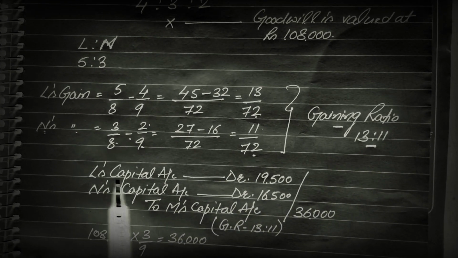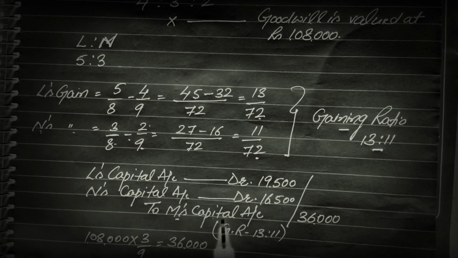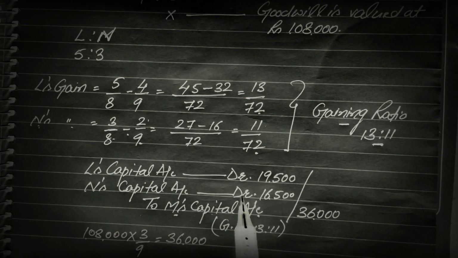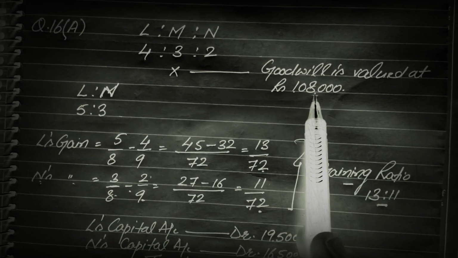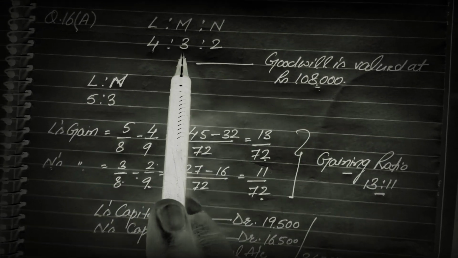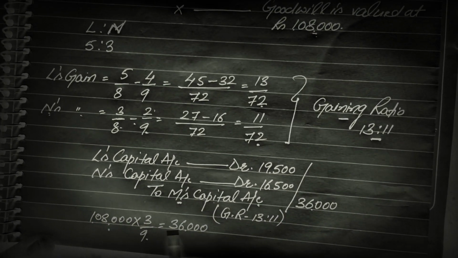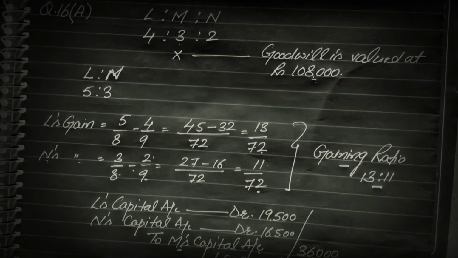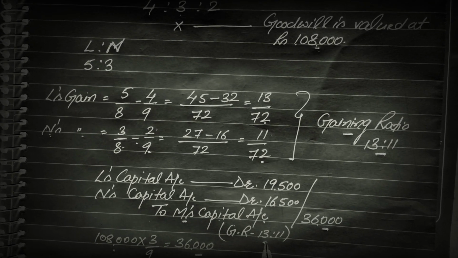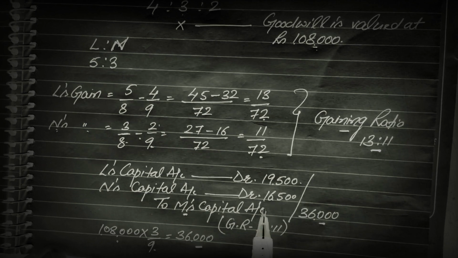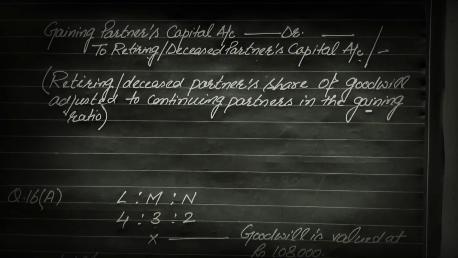Now the entry is gaining partner's capital account debit to retiring partner, and here the gaining partners are L and N. That's why L's capital account debit, N's capital account debit to retiring partner, means M's capital account. This entry we will pass with the retiring partner's share in goodwill. The total goodwill given in the question is 1,08,000. First of all we will calculate the retiring partner's share, that is 3/9 of 1,08,000. It will be 36,000 rupees. We will pass the entry with rupees 36,000, and in the gaining ratio, that is 13:11, the final amounts will be 19,500 and 16,500.